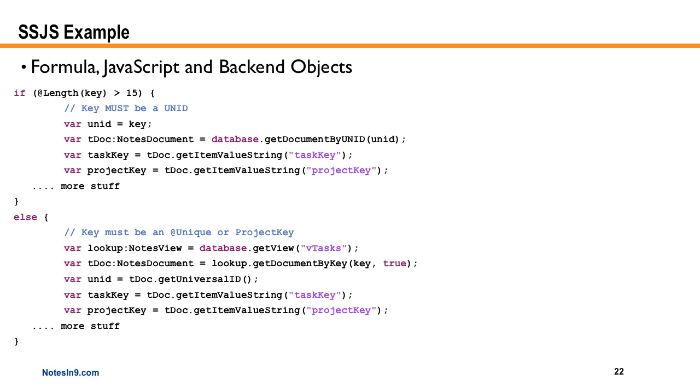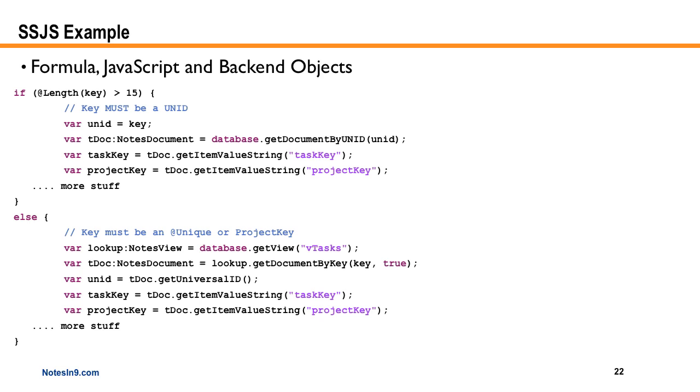But this is an if-then statement: if key is a certain length. I'm basically testing whether the key I pass in is a unit, or an @unique or document-level key. So how do I do this test? Well, I do it on length, but I didn't know how to test for length in JavaScript. Interestingly enough, I didn't need to know how, because we have @Length like we always had in that formula language. So if the length of key is greater than 15, I'm saying, okay, this is going to be a unit.